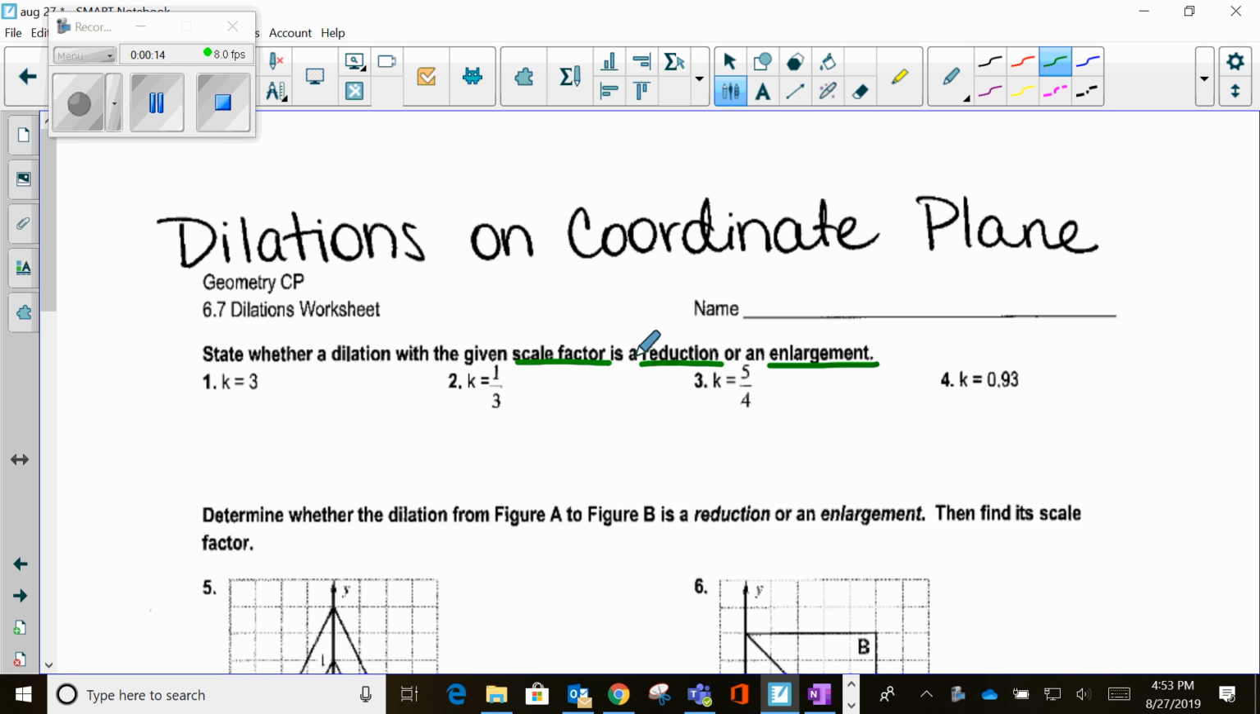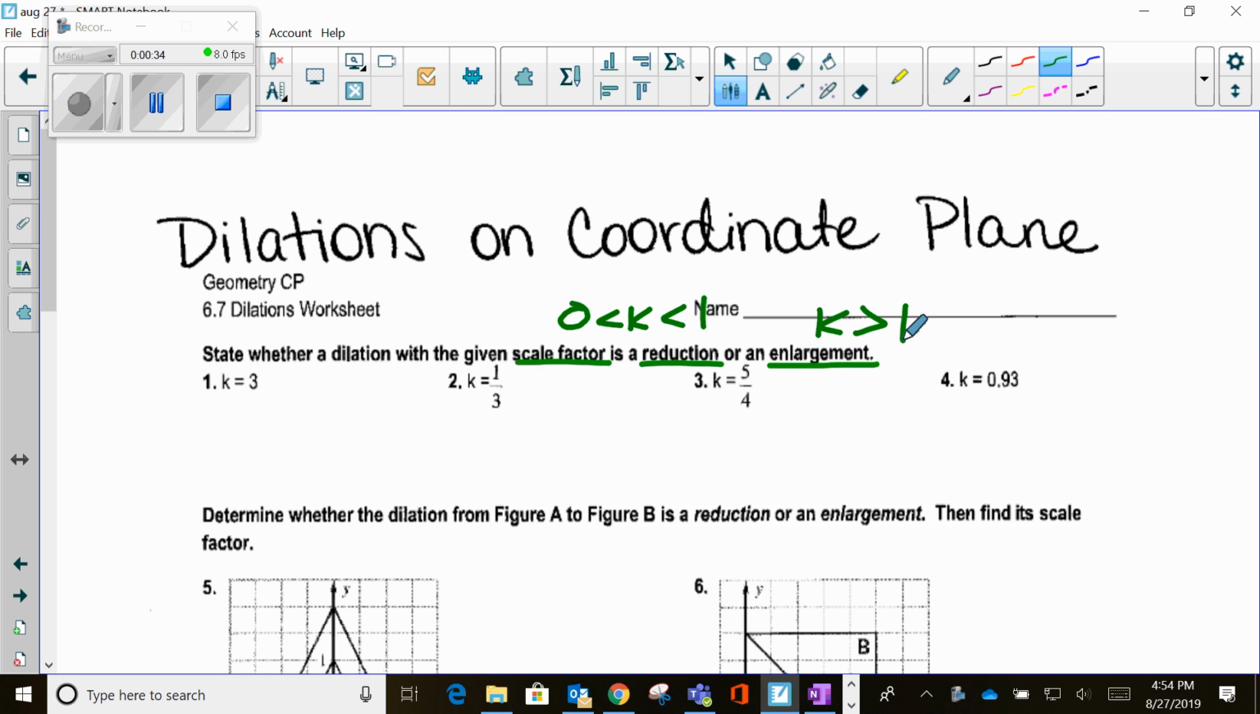So if it is a reduction, then our K value is going to be less than 1, but greater than 0 because it's always a positive number. If it's an enlargement, then our K value is going to be greater than 1.